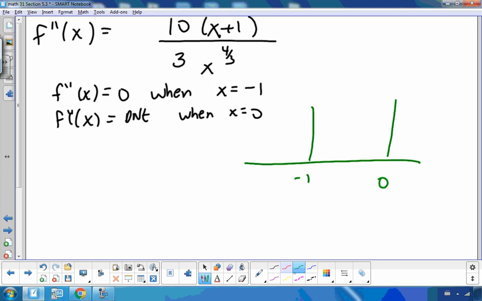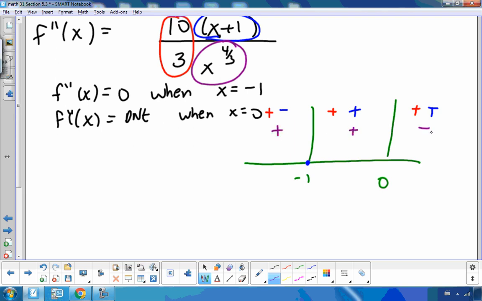Okay, so let's look at, first of all, my constant here of 10/3. This is positive in every interval, so I'll just write that as positive. Okay, let's look at x plus 1. That's 0 at -1. So to the left, the factor is negative. To the right, the factor is positive. And let's look at our denominator. Since we're raising it to an even power, x to the 4, it will always be positive. And when I take the cube root, it'll just stay positive.